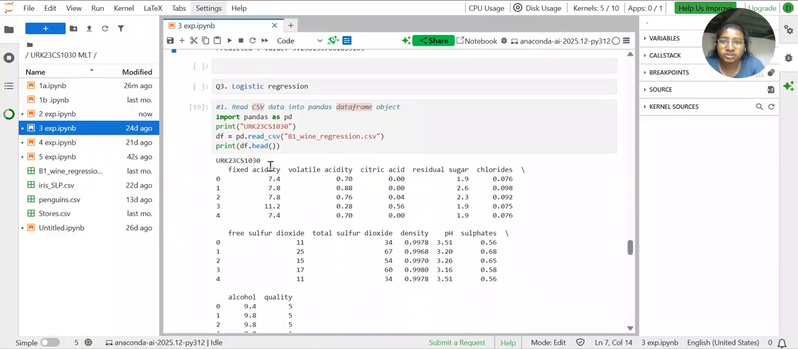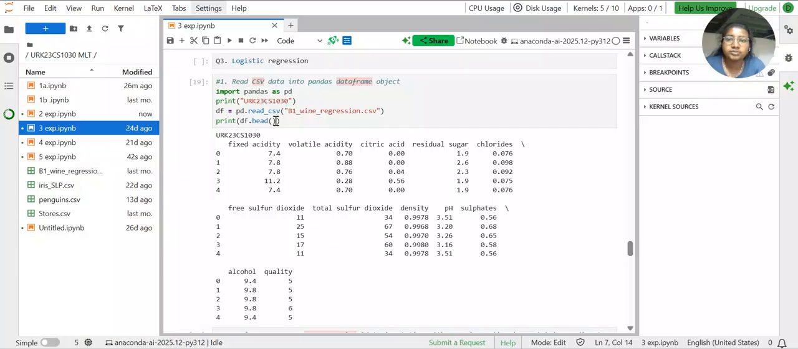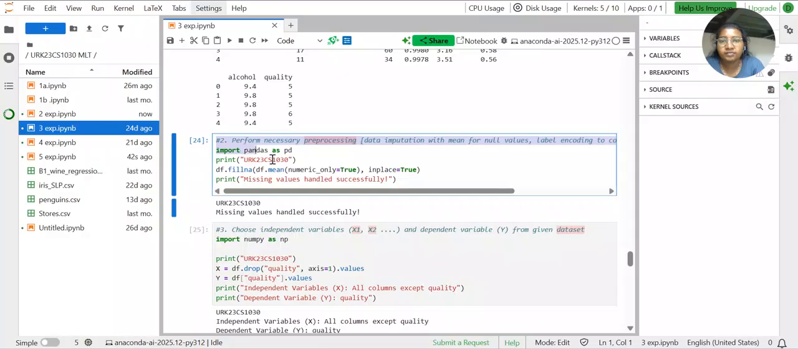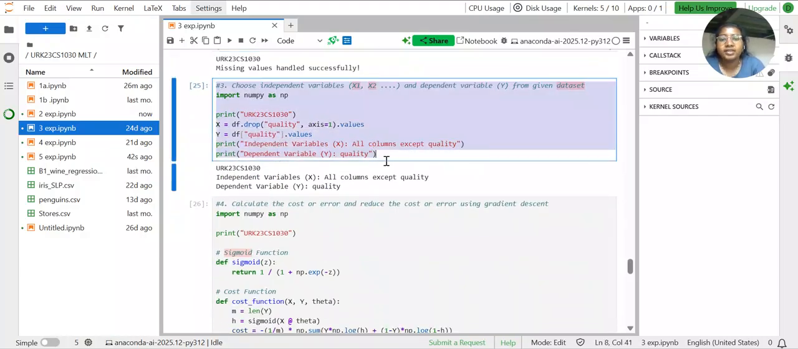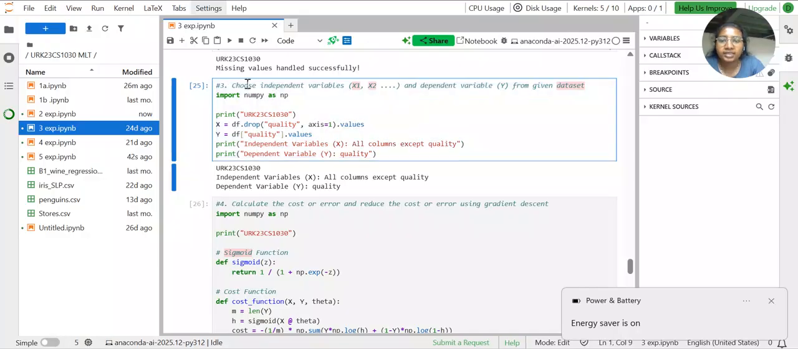And third one is about the logistic regression. Same, I have read the dataset using the read_csv command, and I have performed pre-processing for the second one: replacing missing values with the mean, converting categorical variables into numerical form using label encoding. Third, I have chosen the independent and dependent variables such as fixed acidity, volatile acidity, citric acid, residual sugar, chlorides, sulfur dioxide, density, pH, sulphates, alcohol, and the dependent variable as type.